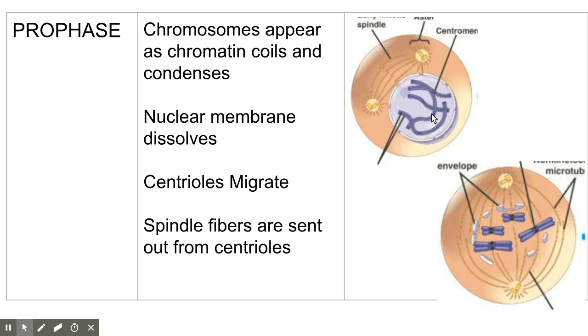Those 46 strands get duplicated, so before we actually head into this phase, we've got 92 individual lines of spaghetti. They're just 46 paired up here. Anyways, these centrioles are starting to migrate. They're starting to send out these spindle fibers.